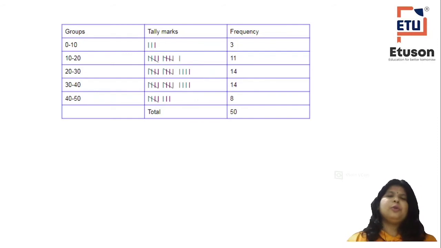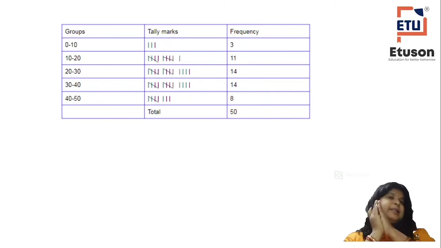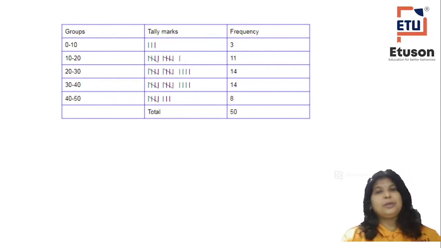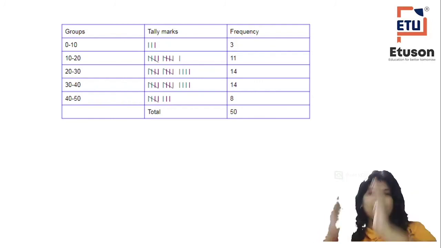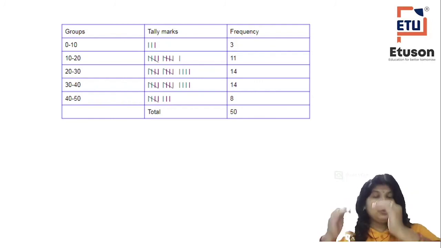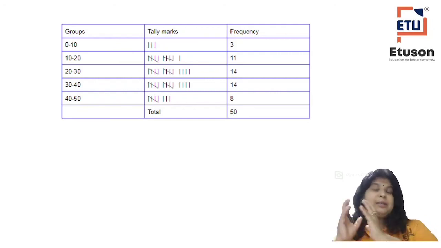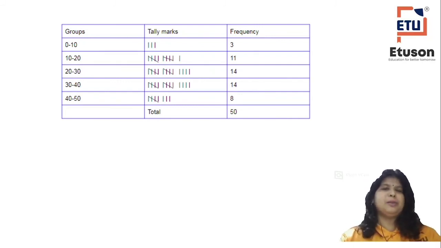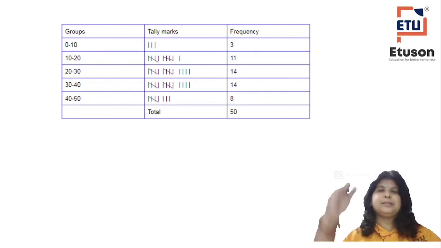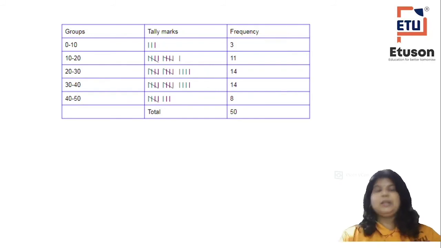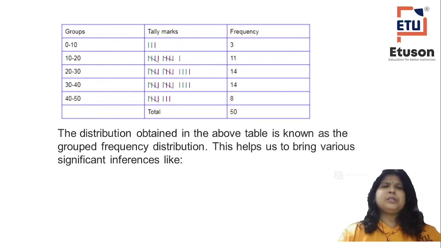Similarly for 20 to 30, if you count, you will get 14. So remember, whether it is 10 or 20 or 30, always take the category in which it is the lower limit. Correct, children? Always remember to check that the total frequency must be equal to the total number you considered earlier. It is a cross check for you. Here it is 50 students. If you add 3 plus 11 plus 14 plus 14 plus 8, it will become 50. Correct or not? The distribution obtained in the above table is known as group frequency distribution.